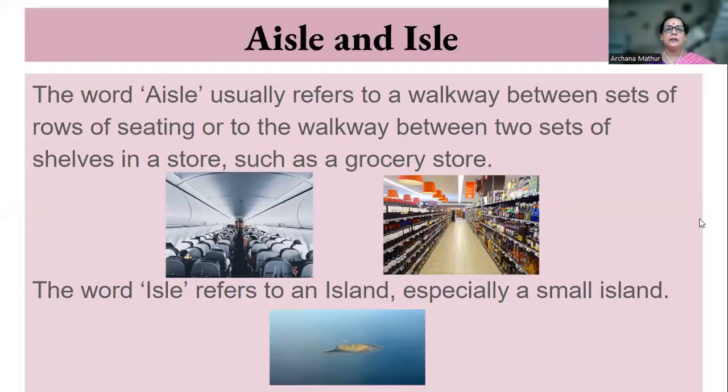Okay. Now we come to another very interesting pair, and that is aisle and aisle. So the word AISLE usually refers to a walkway between sets of rows of seating, or to the walkway between two sets of shelves in a store, such as a grocery store. Like you can see in both the pictures. The first one is in a plane, and the second one is in a store. So the walkway in between the seats and the shelves, that is an aisle, AISLE.